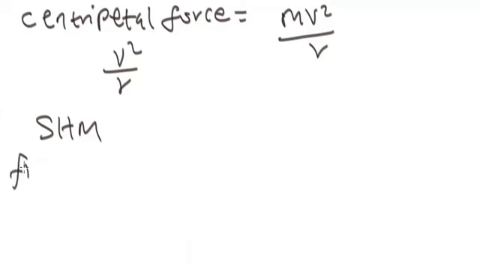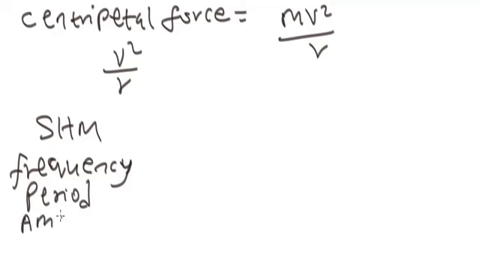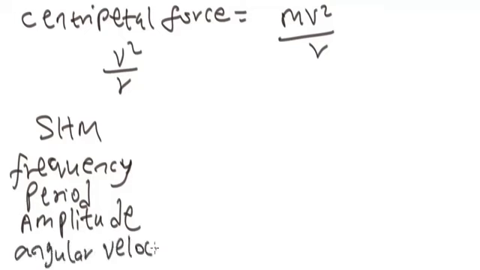We have frequency, we have period, we have amplitude, we also have angular velocity. Alright, so we're going to look at these basic four terms in simple harmonic motion. Let's begin with frequency. Frequency in simple harmonic motion simply refers to the number of oscillations per unit time of a body undergoing simple harmonic motion.